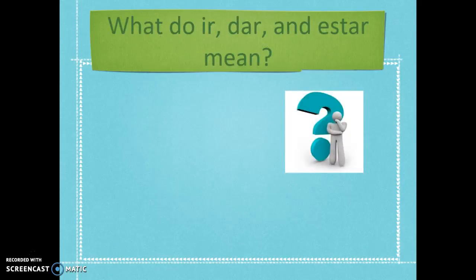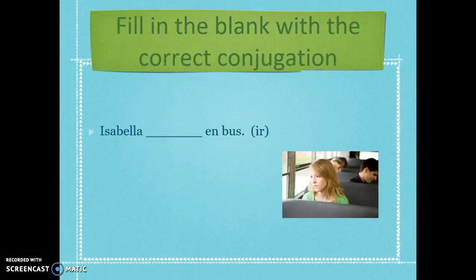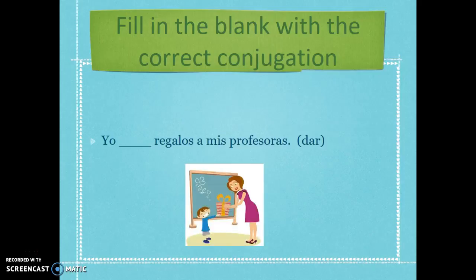What do ir, dar, and estar mean? To go, to give, and to be, referring to temporary and a location. All right, now let's see if you can fill in the blank with the correct conjugation. Isabela blank en bus. So the verb is ir, and I want it to say Isabella goes on bus, or goes via bus. Va. Yo blank regalos a mis profesores, the verb being dar. So I want it to say, I give gifts to my professors. Yo doy.